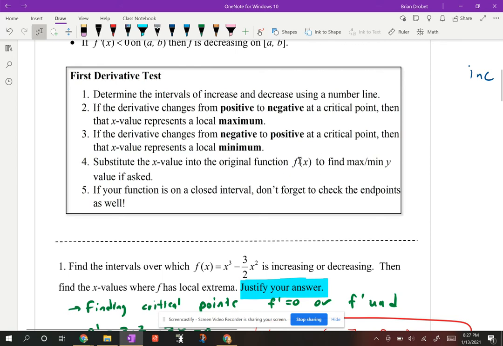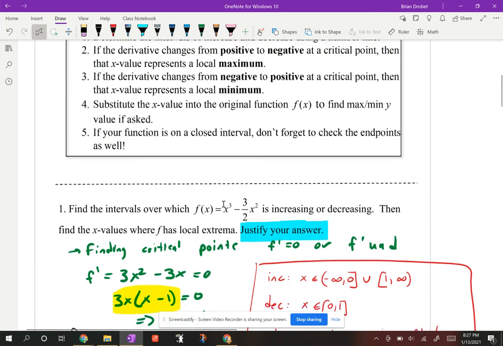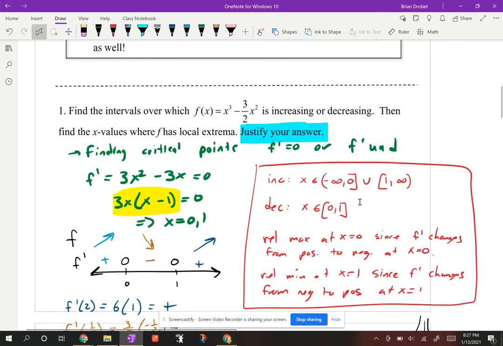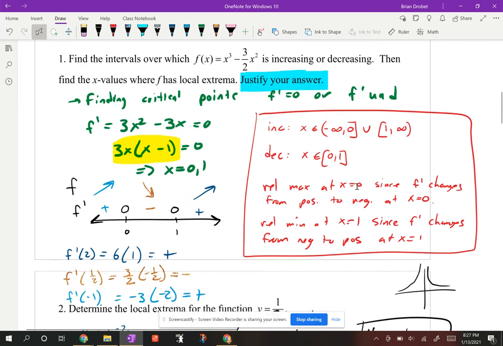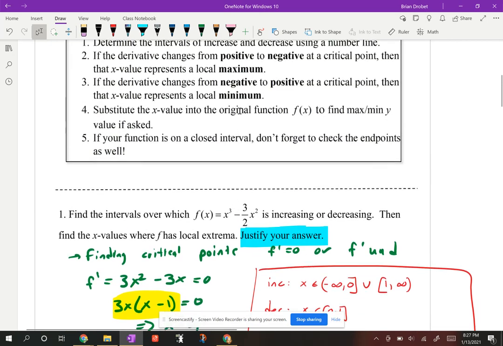If you are asked to get the actual y value, remember that the x value is the location of the maximum. It is not the maximum value. You have to substitute back into the original function. So for instance, in this problem right here, I know I have a maximum at 0. If I really wanted to get what that maximum value is, I would plug 0 into here.